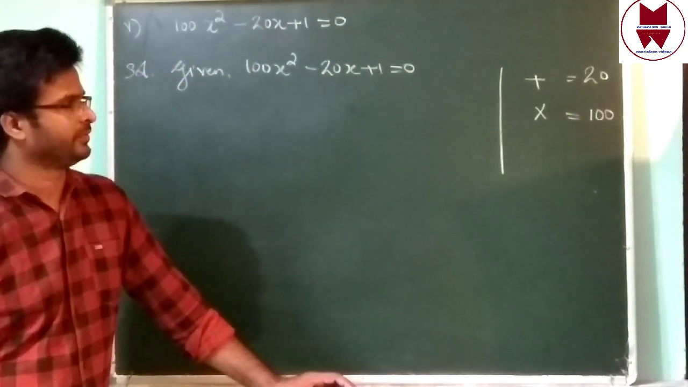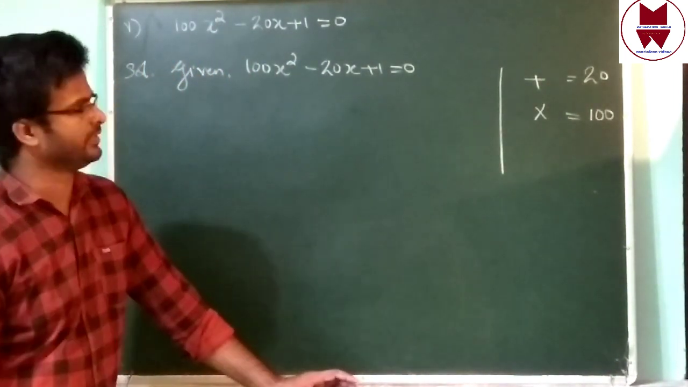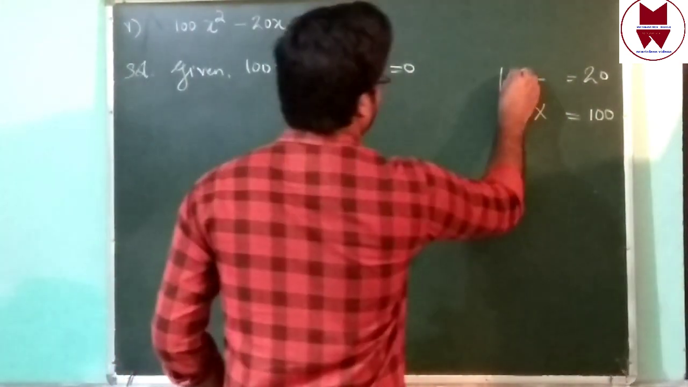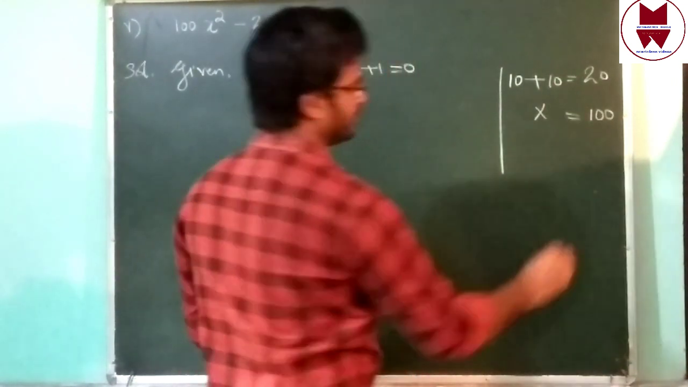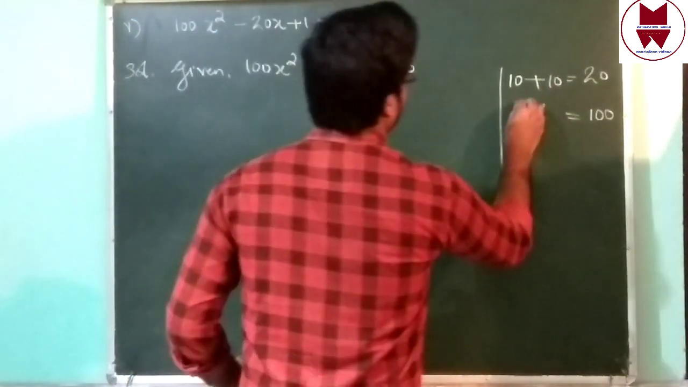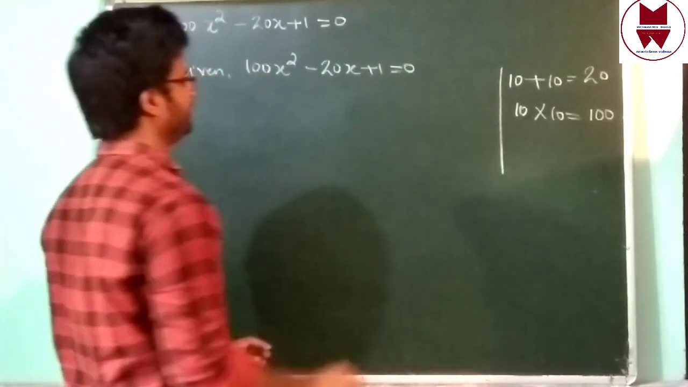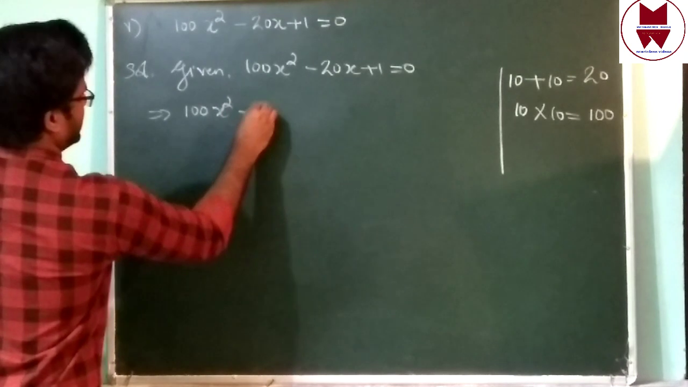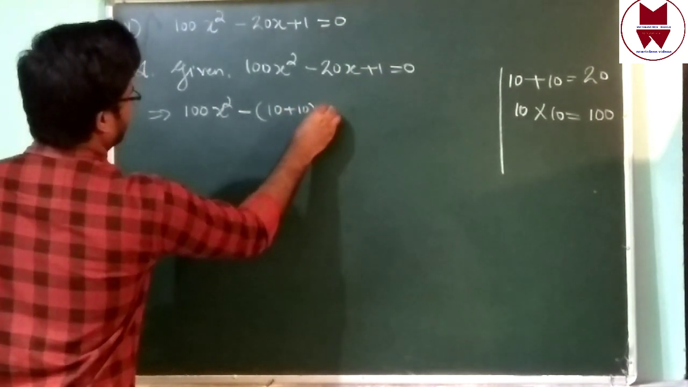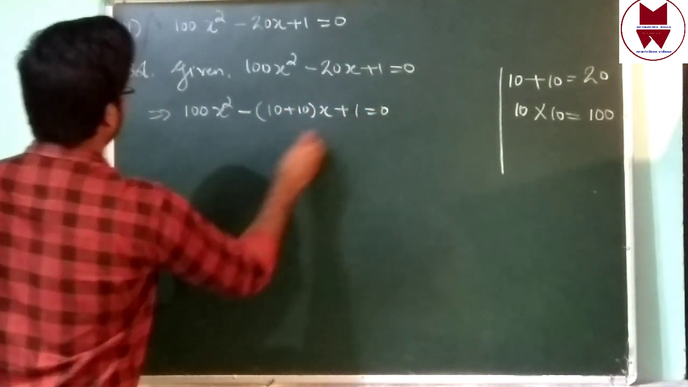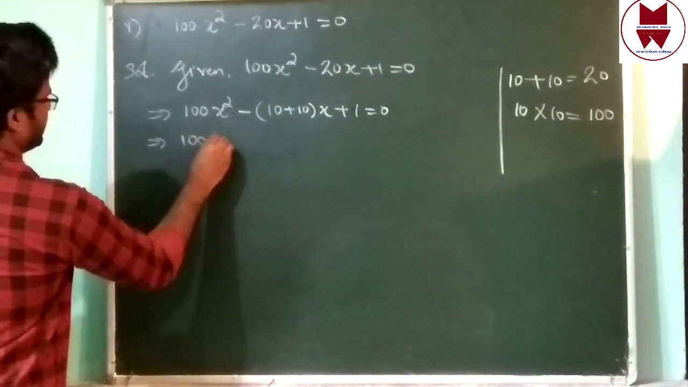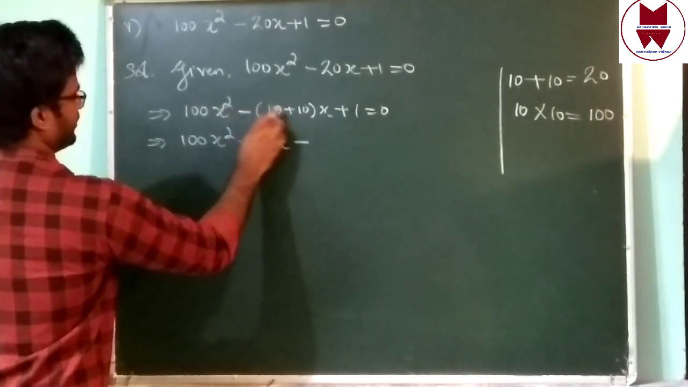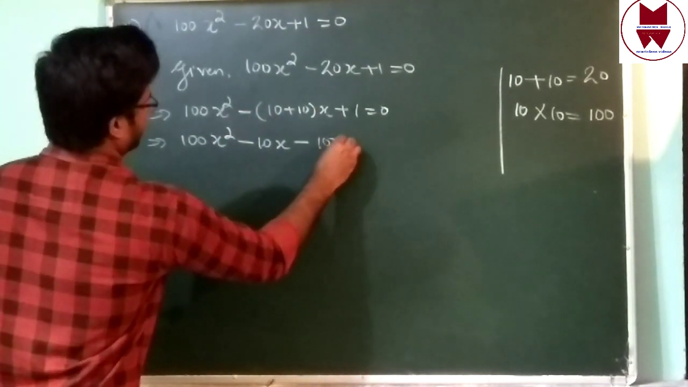Which are numbers? When you add, we need answer 20. When you multiply, we need answer 100. You can take 10 plus 10. 10 plus 10, 20, isn't it? Then 10 into 10, 100. 100x square minus 20, just write 10 plus 10x plus 1 equal to 0. Remove bracket, minus 10x. In here also minus into plus, minus 10 into x, 10x.